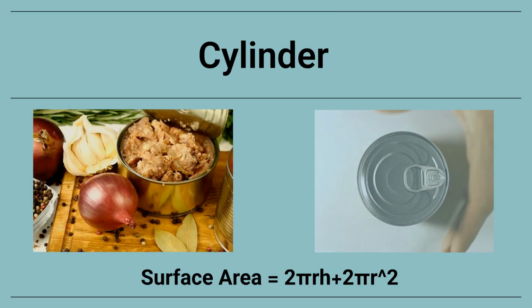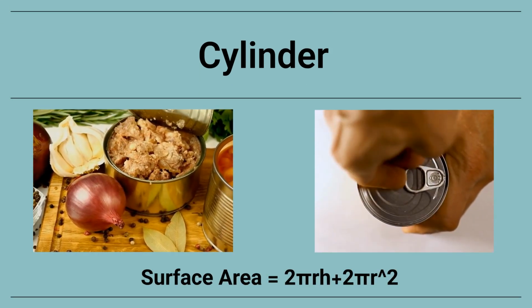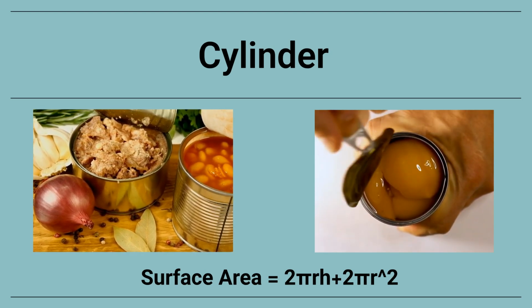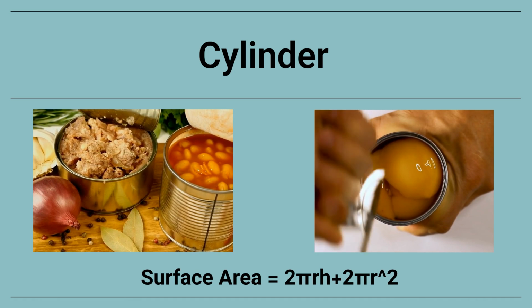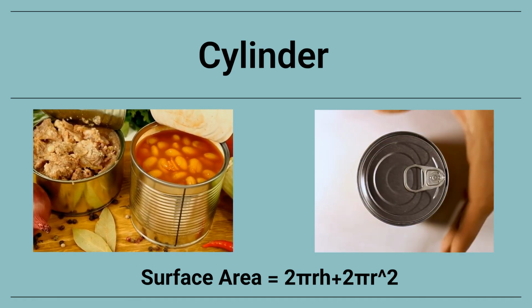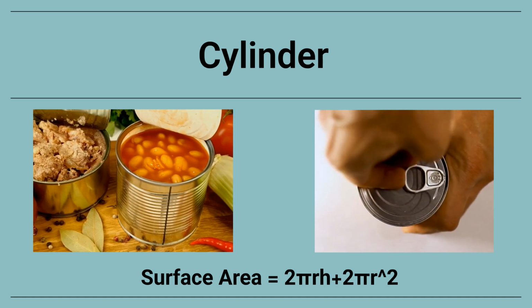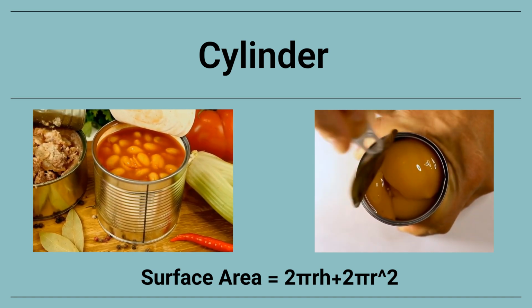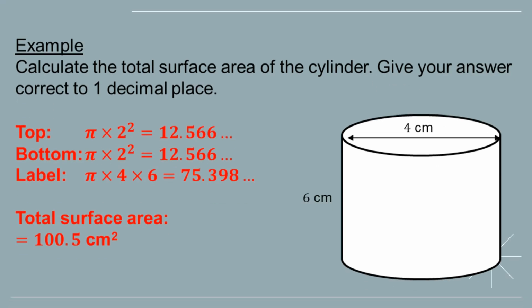Moving on to the cylinder, which consists of 2 circular bases and a curved surface. The formula for the surface area of a cylinder is 2 times pi times the radius times the height plus 2 times pi times the square of the radius. To calculate the surface area of this cylinder, you would calculate the top and bottom by using pi times radius squared and the rounded rectangular side by multiplying pi times diameter times height.